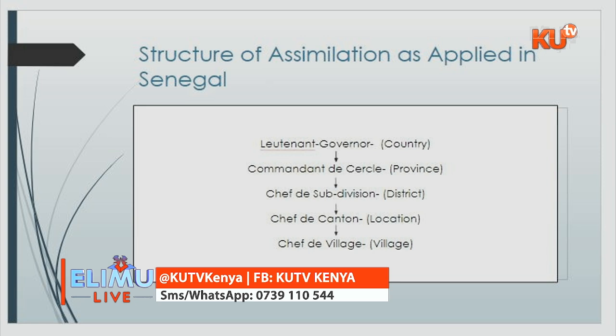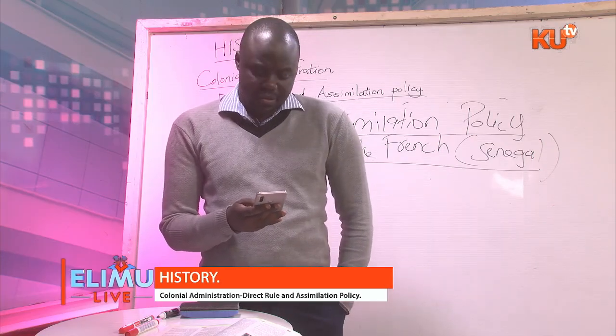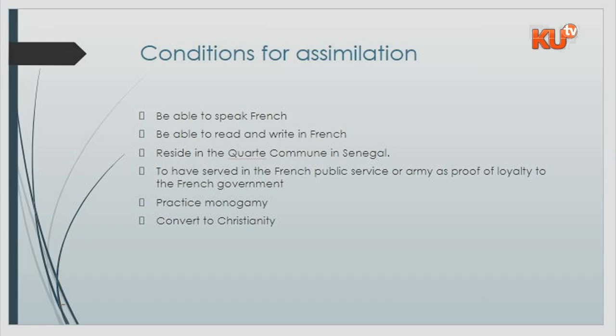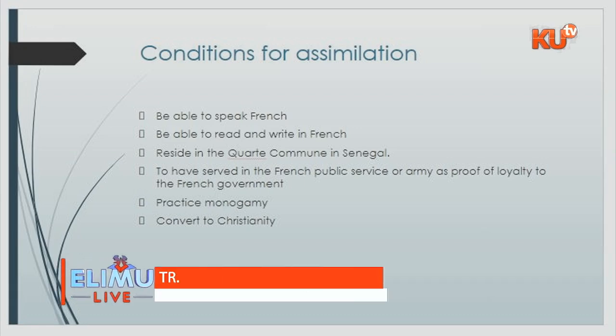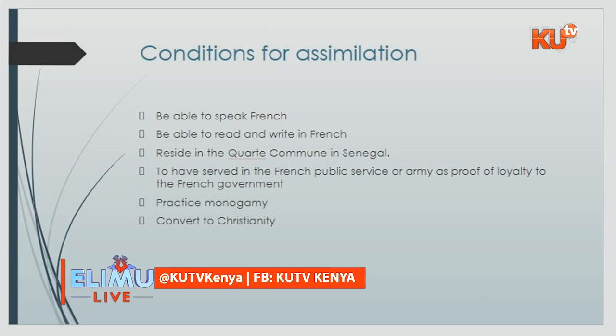So, conditions for assimilation. What were some of these conditions for you to become assimilated into the French culture? Number 1, if you are able to speak French. Some people like me, maybe we could be part of that. Then to be able to read and write in French. I told you I really fit this. Then reside in a commune in Senegal. So the people who resided in these communities in Senegal, in the various towns that I told you, they were part of this.